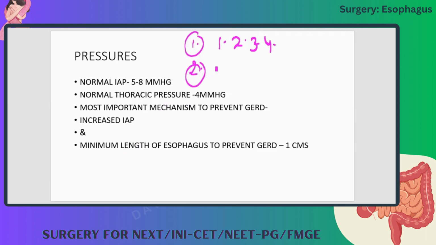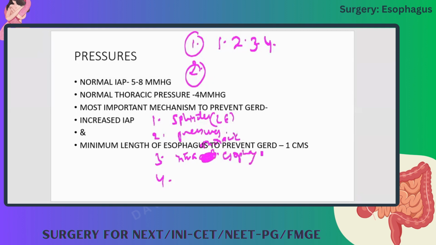Which of these factors is not responsible for prevention of GERD? So the options were sphincter, the lower esophageal sphincter, pressure differences, intrathoracic esophagus, gastric folds. Now what is the answer?